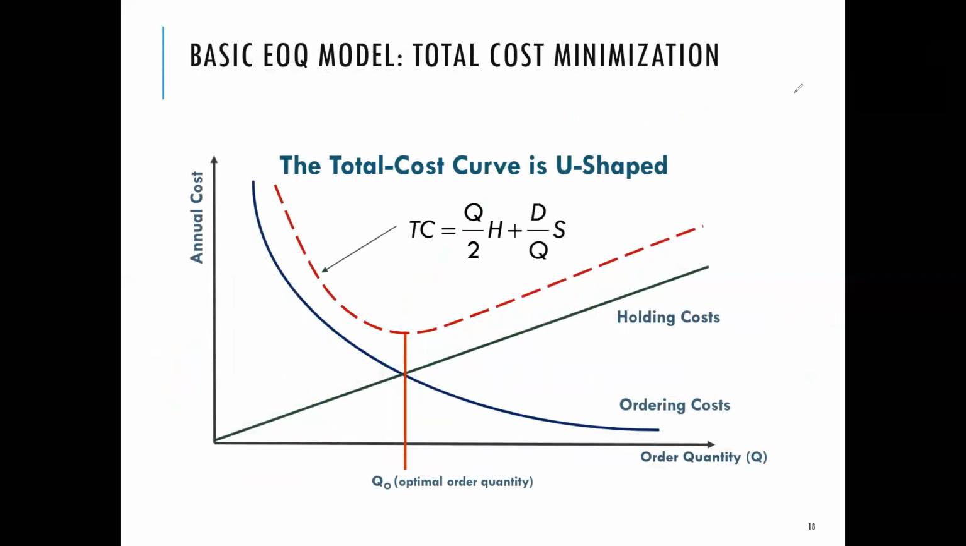Let me clear all drawings. So as I said in the previous slide, this curve is the sum of the two costs, which is the sum of holding cost plus ordering cost. And that quantity that minimizes the total cost is called EOQ. Now, we have a formula for total cost, which is Q by 2 H plus D by Q S. Let's quickly see how we got to this one.